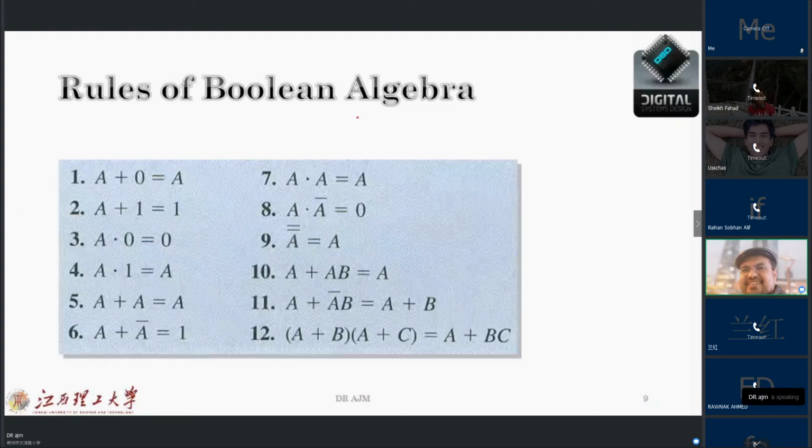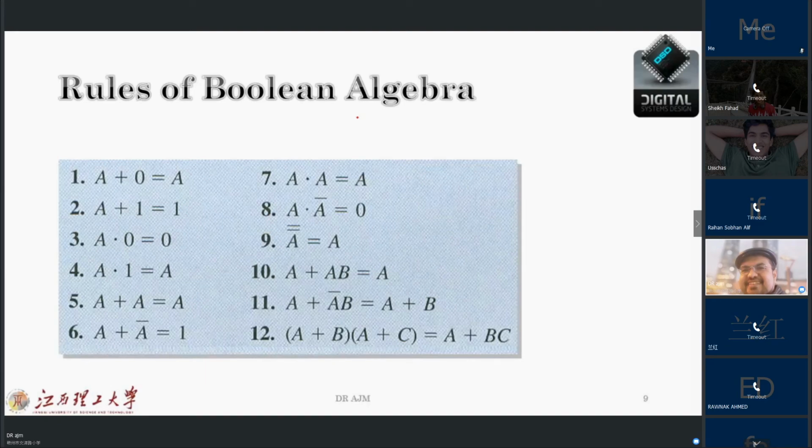Again, I show all the rules in these pictures so that you can review them. Sometimes you can even write them or note them down on your paper, especially for the practice that I will upload on the webpage today or tomorrow. Just have a look at these rules for one or two minutes.